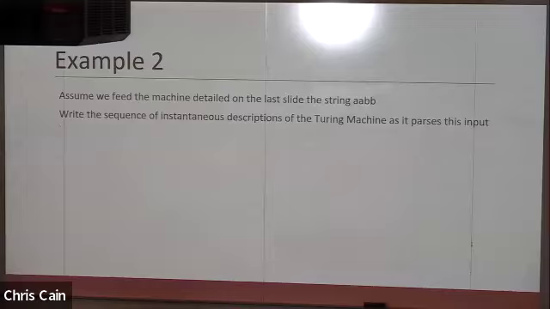Next thing we might care to do is go over AABB and write a sequence of instantaneous descriptions as it parses the input. Recall that for instantaneous descriptions, you're going to write the string. Before the place in the string that the read-write head is pointed, you're going to write the state. And that's all the instantaneous description is. So when we start AABB, the read-write head is pointing at the A.